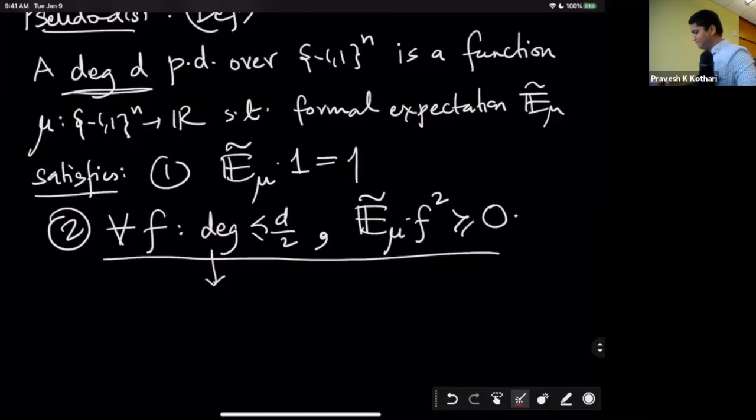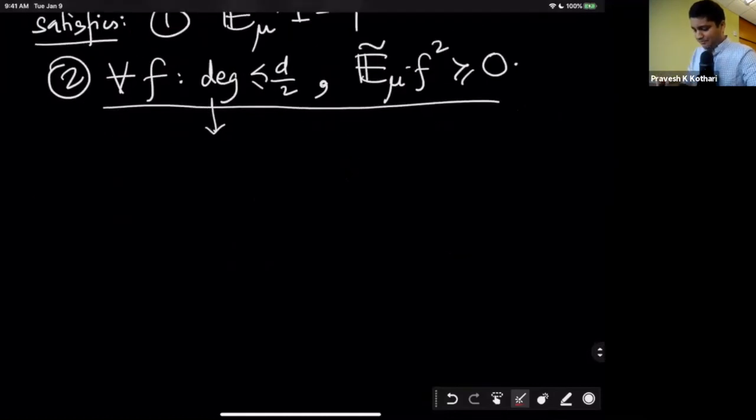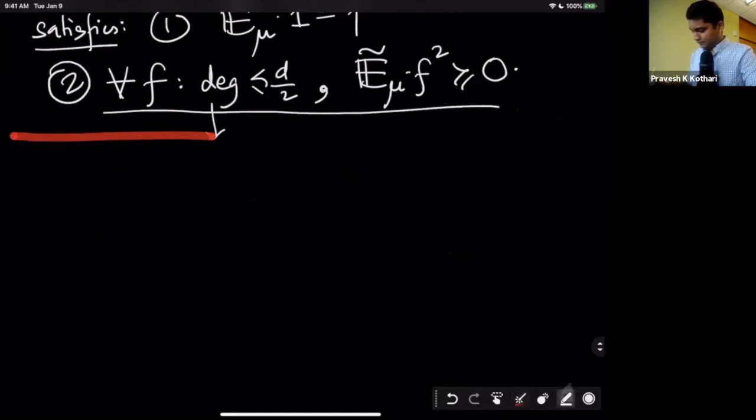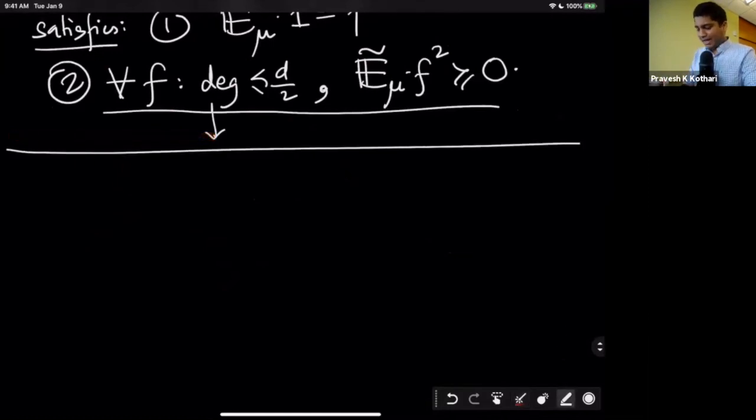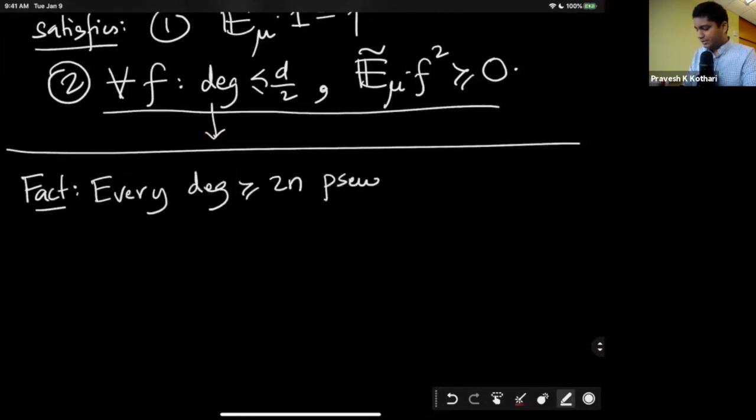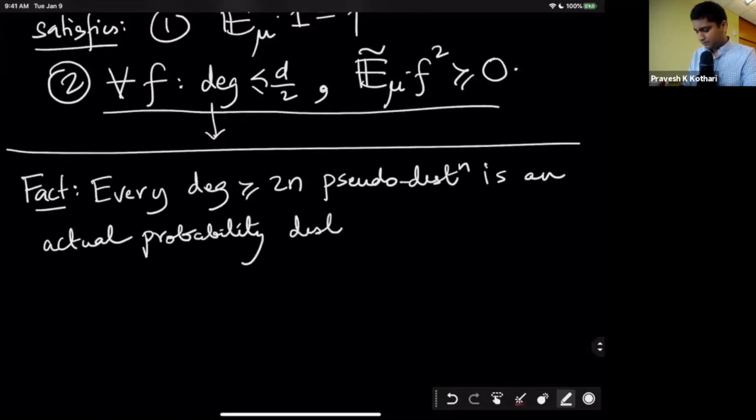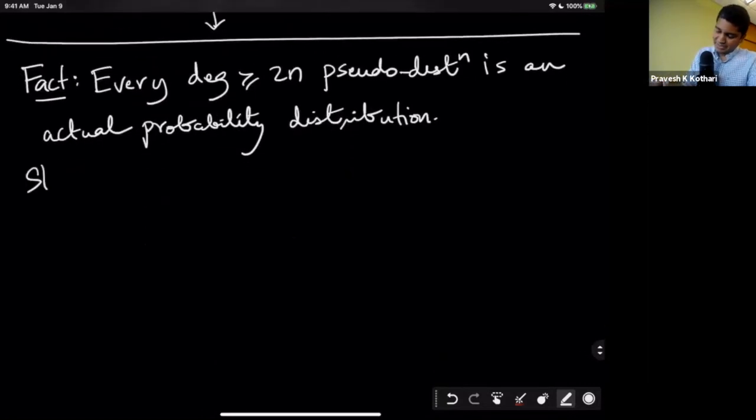Good. Very good. Here is a simple fact. Every degree bigger than or equal to 2n pseudo distribution is an actual probability distribution. Actually, let me just sketch a proof instead of proving it. Getting a bit greedy here.